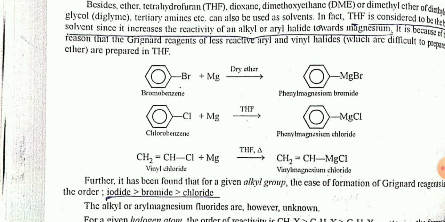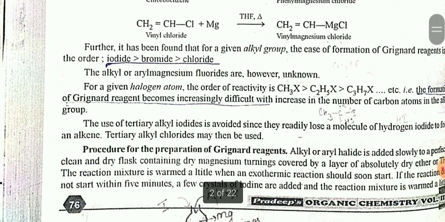In fact, THF is considered to be the best solvent since it increases the reactivity of an alkyl or aryl halide towards magnesium. It is because of this reason that the Grignard reagents of less reactive aryl and vinyl halides, which are difficult to prepare in ether, are prepared in THF. Further, it has been found that for a given alkyl group, the ease of formation of Grignard reagent is in the order iodide the highest, then bromide and chloride the least. The alkyl or aryl magnesium fluorides are, however, unknown.